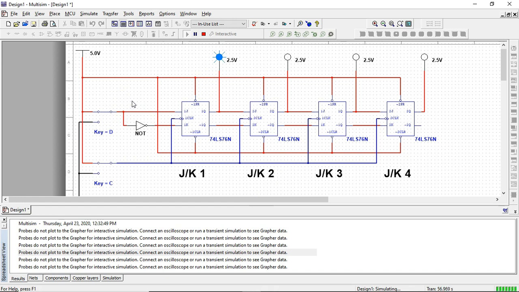Right now, I've toggled my clock once. If I set my data back to 0 and I toggle the clock again, this first flip-flop is going to go to 0 because J is 0. But the output is a 1 right now. I can see that on this blue probe right here.